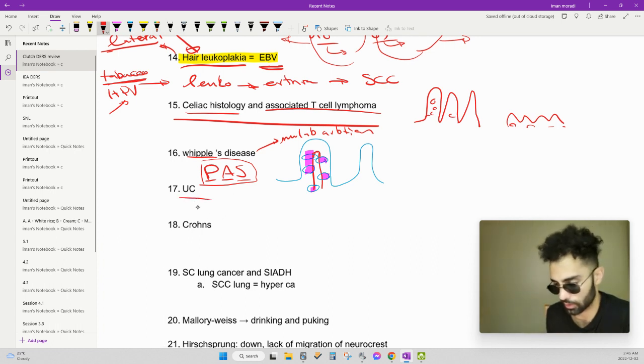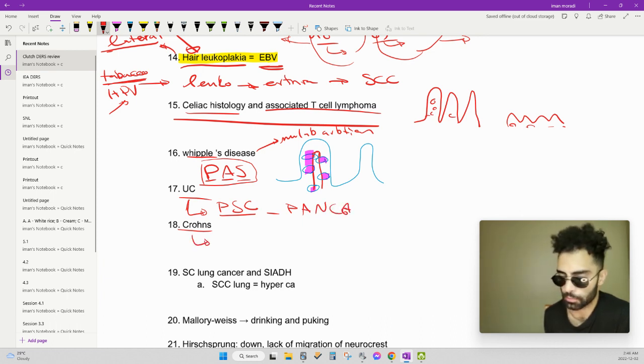Ulcerative colitis. I mean, we all know about ulcerative colitis and Crohn's by now, but a fast review of both concepts. What is ulcerative colitis associated with? It's primary sclerosing cholangitis that happens more in guys. That's P-ANCA, right?